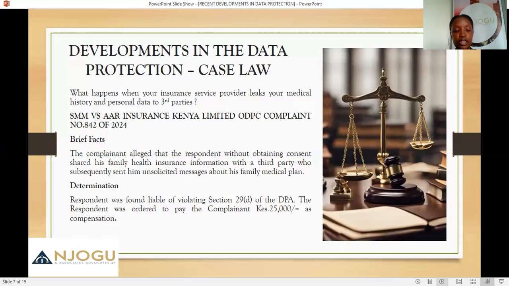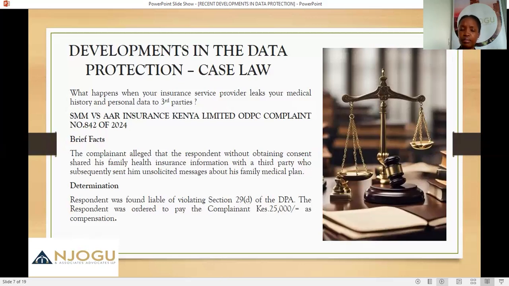So when they transferred all the data, as from January 2024, all the inpatients of the insurance company were transferred into this system at the third party. However, the data subject was not informed that their data would be transferred to another platform. So the complainant brought the case to the ODPC and said, I was not aware my information was being sent, and I can see I'm being sent messages from so and so. When I was signing the contract with you, I did not sign up for these messages.